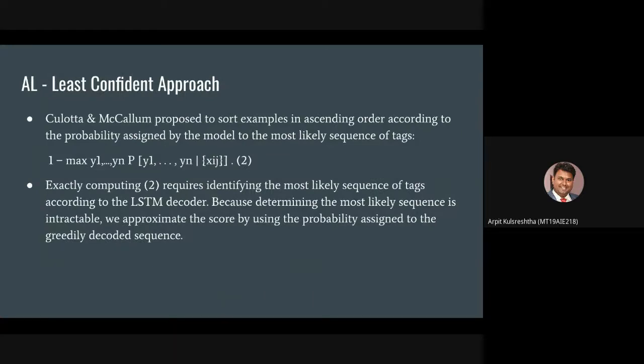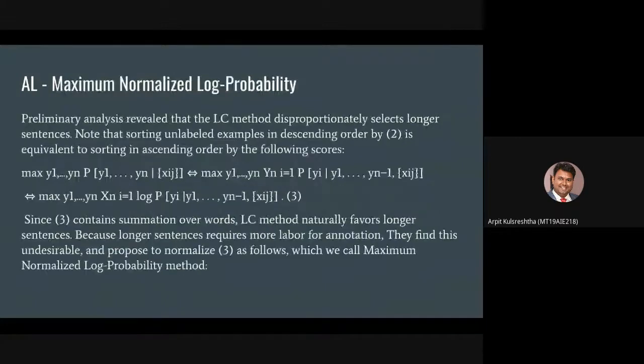The first approach used in this paper is the least confident approach. Least confident is an active learning approach proposed by Culotta and McCallum in 2015, which proposes to sort examples in ascending order according to the probability assigned by the model to the most likely sequence of tags. This way, they make a sequence of tags according to the LSTM decoder, and that determines the most likely sequence which can be used in further DNN training.